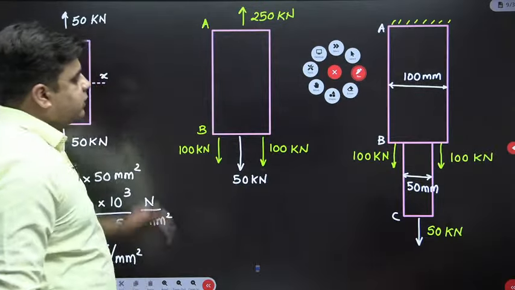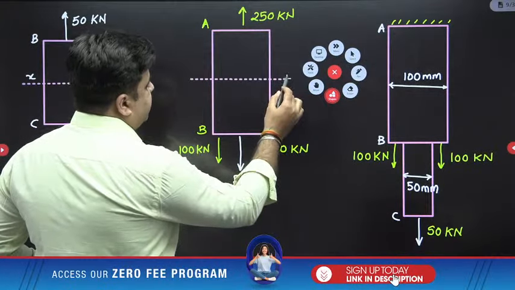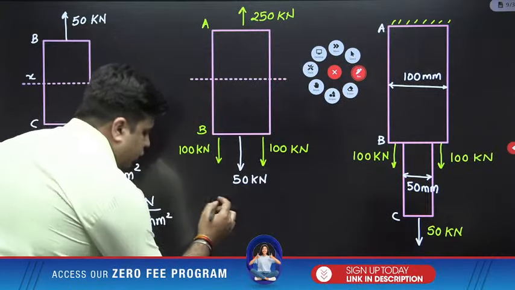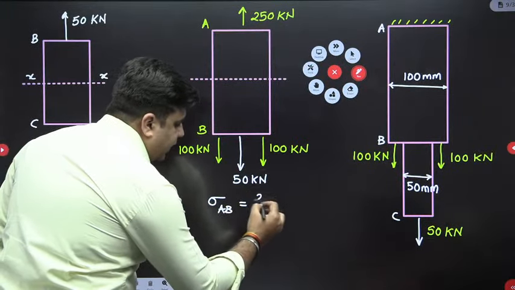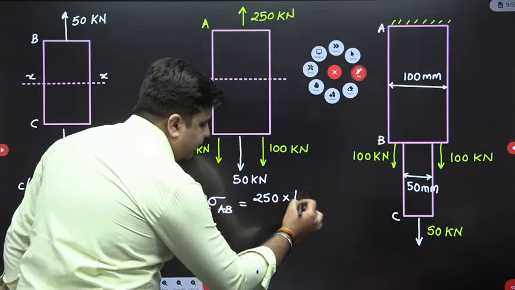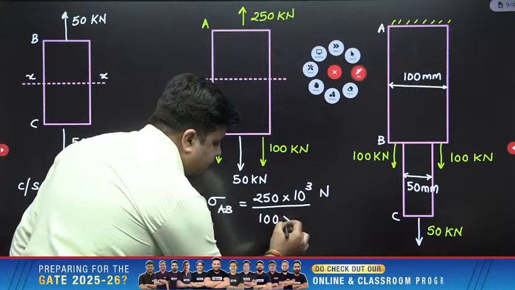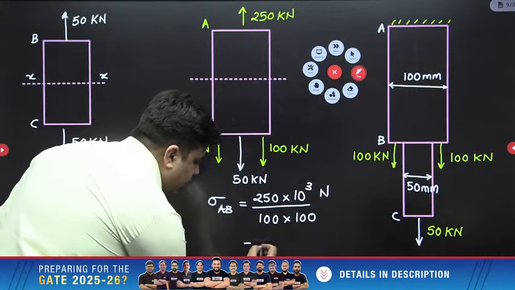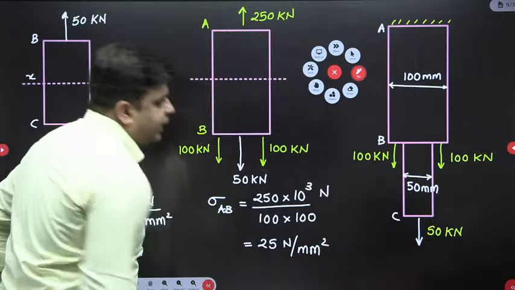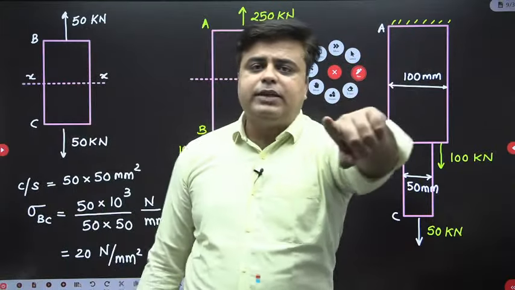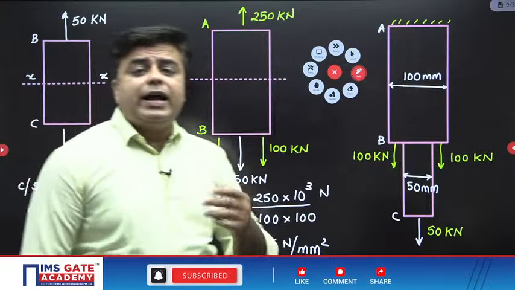Now for calculating the axial stress on this portion AB, you have to simply take the load and divide by the area. So stress on portion AB is equal to the total load on portion AB, which is 250 into 10 raised to power 3 Newton, divided by the area of this portion, which is 100 into 100. So I think this will come out as 25 Newton per mm square. You can check that portion AB is subjected to maximum tensile stress, and the value of this stress is 25 megapascal.